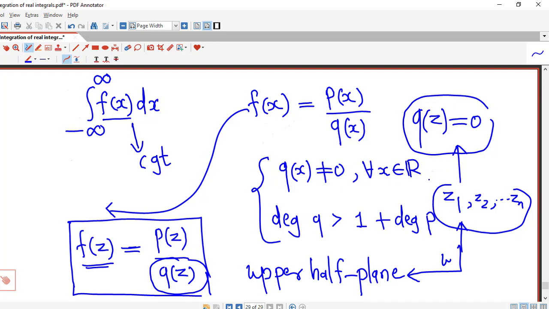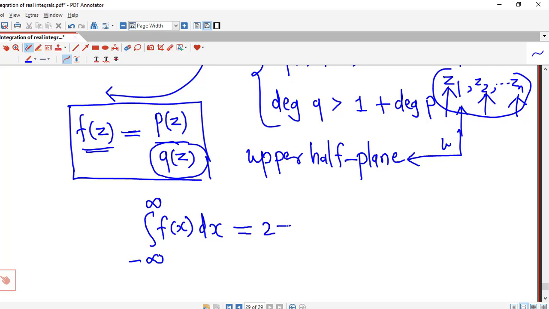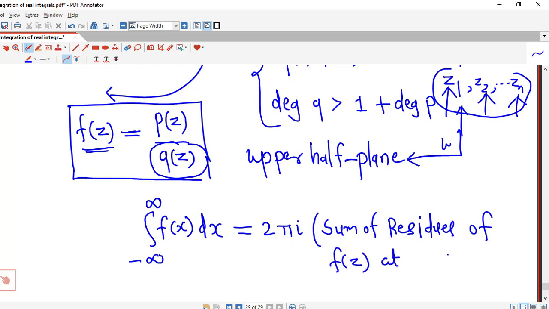Once we find the poles of f(z), we will calculate the residue of f(z) at each of these poles which are in the upper half plane, and then, as we discussed in the previous lecture, the value of this improper integral is nothing but 2 pi i times the sum of residues of f(z) at the poles of f(z) in the upper half plane.